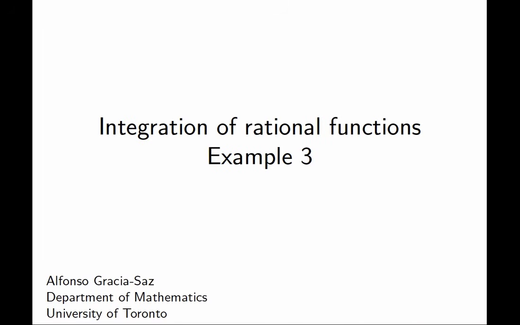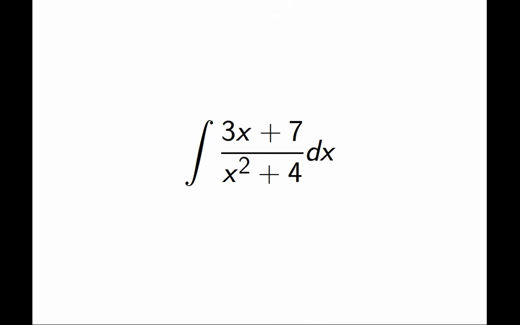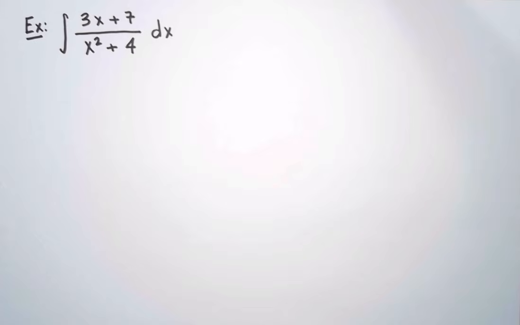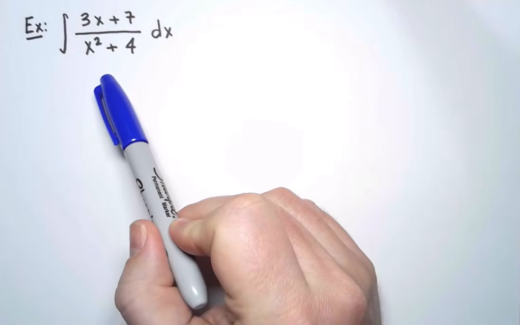This is my third video on how to integrate rational functions. A rational function is a quotient of polynomials. In this video, I will attempt to integrate this function. I want to find an antiderivative for the function 3x plus 7 over x squared plus 4.